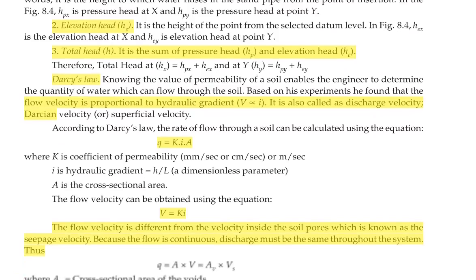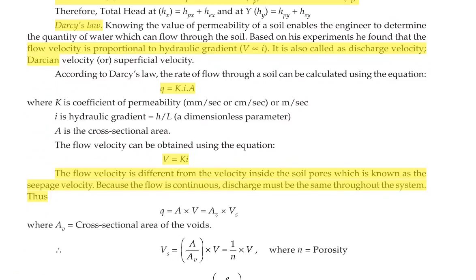Next, we are going to see Darcy's law. Darcy's law states that the flow velocity is proportional to hydraulic gradient, that is, V is proportional to I. It is also called discharge velocity or Darcian velocity or superficial velocity. According to Darcy's law, the rate of flow through a soil can be calculated using the equation Q equal to KIA, where K is the coefficient of permeability.